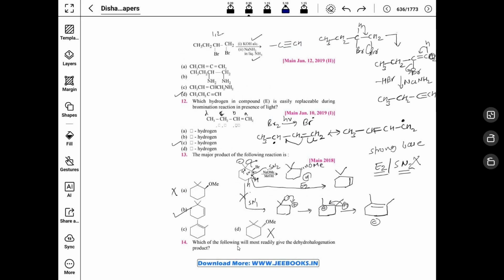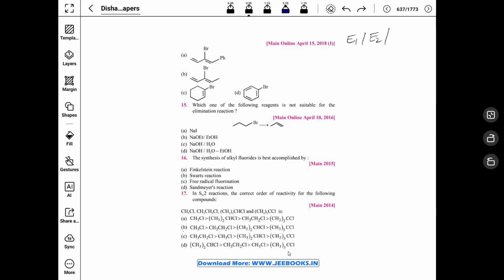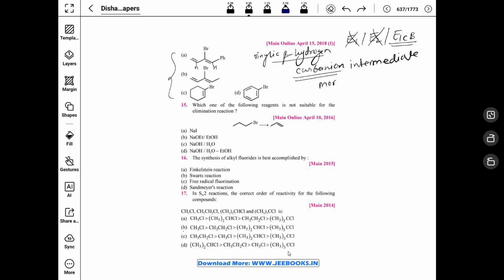Okay, so the next question is, which of the following will most readily give the dehydrohalogenation product? So dehydrohalogenation products are possible in E1, E2 and E1CB reactions. But in the given reactions, if you see, the given substrates have vinylic beta hydrogen. Therefore, if you remove the vinylic beta hydrogens, it will give the carbanion. So we can rule out E1 and E2 possibility. So all these substrates will follow the E1CB mechanism, and in that case a carbanion will be the intermediate. Now we have to see which will give the more stable carbanion.